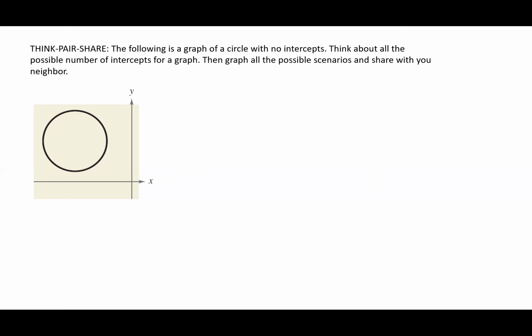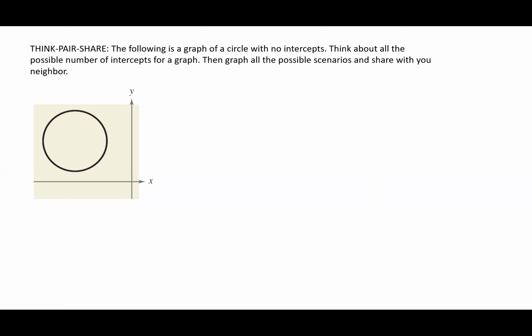But I want you guys to do this here. Can you graph the following circle? Right here, it has no intercepts whatsoever. Can you think about all the possible number of intercepts for a circle graph? Can you graph them? So give me all the scenarios.